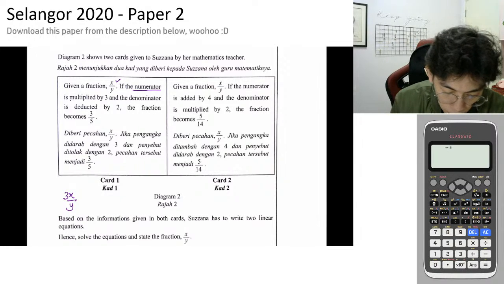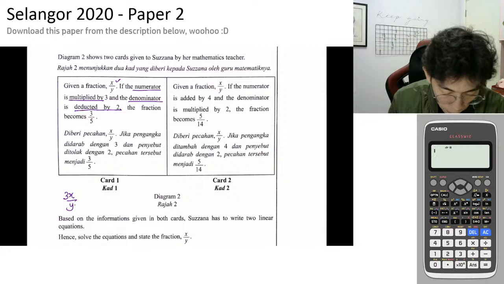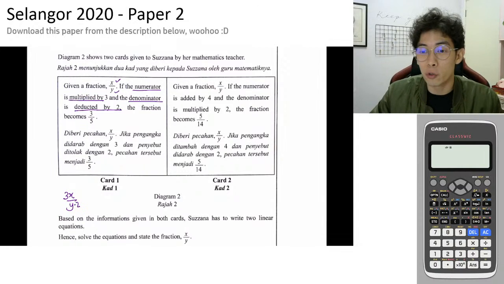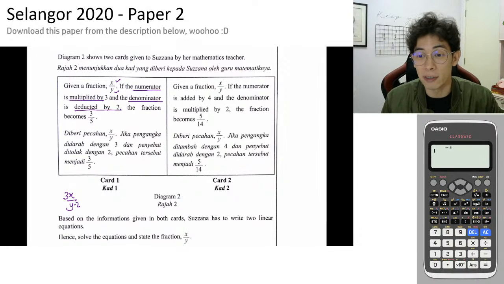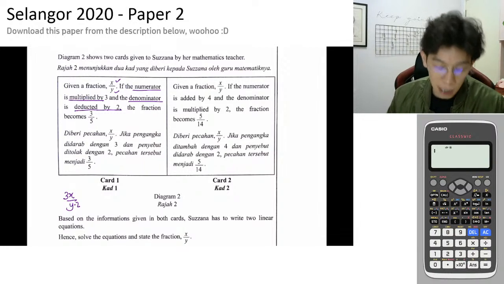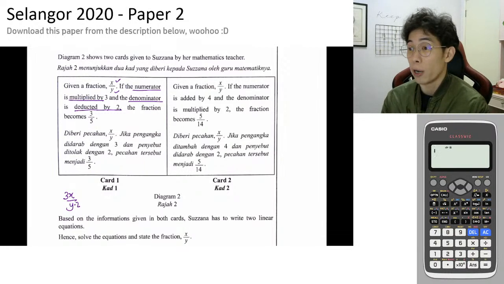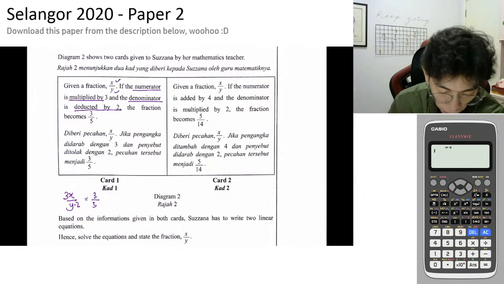Okay, so multiplied by 3, and the denominator deducted by 2. So I'm going to minus 2. The denominator is the bottom part. A lot of Form 1 students actually don't know this, so now they know already, because I've been spamming them with this Selangor paper. So then they say after you do all these things, this equals 3 over 5.